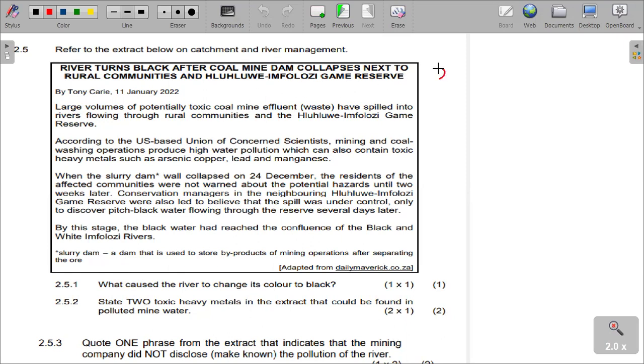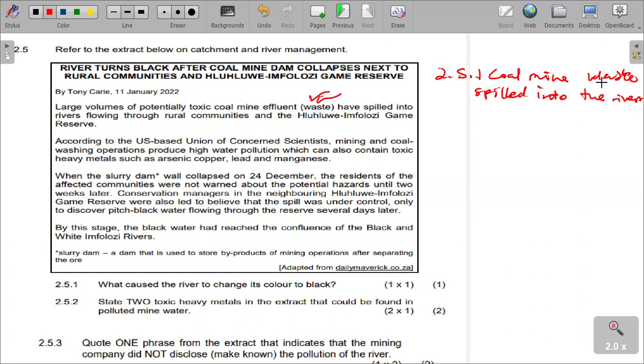So 2.5.1, what caused the river to change its color to black? One, we are saying coal mine waste has spilled into the rivers. As you can see, coal mine waste water effluent has spilled. We have got the spilling of waste here. So we are saying it was coal mine waste spilled into the river. There is a spillage of coal mine waste that entered the river there.